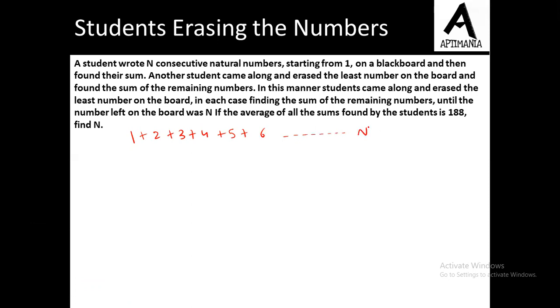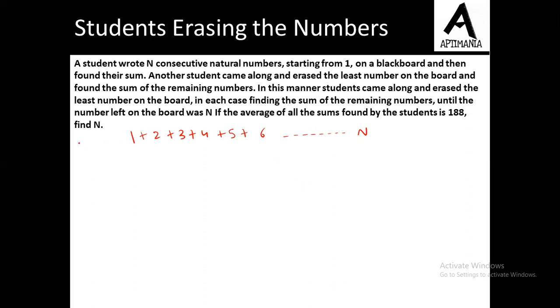Now another student came along and erased the least number on the board and found the sum of the remaining numbers. In this manner, students came along and erased the least number on the board, in each case finding the sum of the remaining numbers until the number left on the board was n. If the average of all the sums found by the students is 188, we need to find the value of n. Now this is a really very good question.